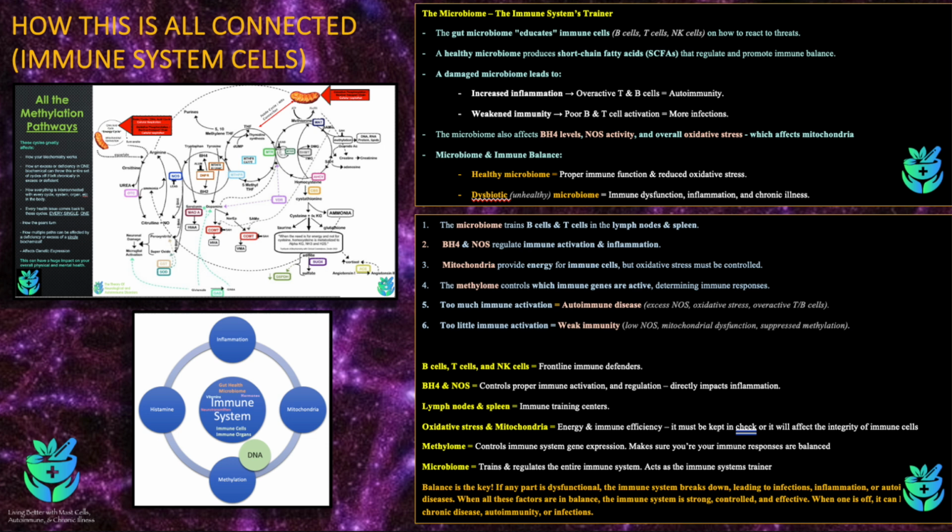Make sure that your immune responses are balanced, and the microbiome trains and regulates the entire immune system. It acts as the immune system's trainer. So balance is key. If any part is dysfunctional, the immune system breaks down, leading to infections, inflammation, and autoimmune diseases. When all these factors are in balance, the immune system is strong, controlled, and effective. When one is off, it can really mess you up and lead to chronic disease, autoimmunity, and infections.